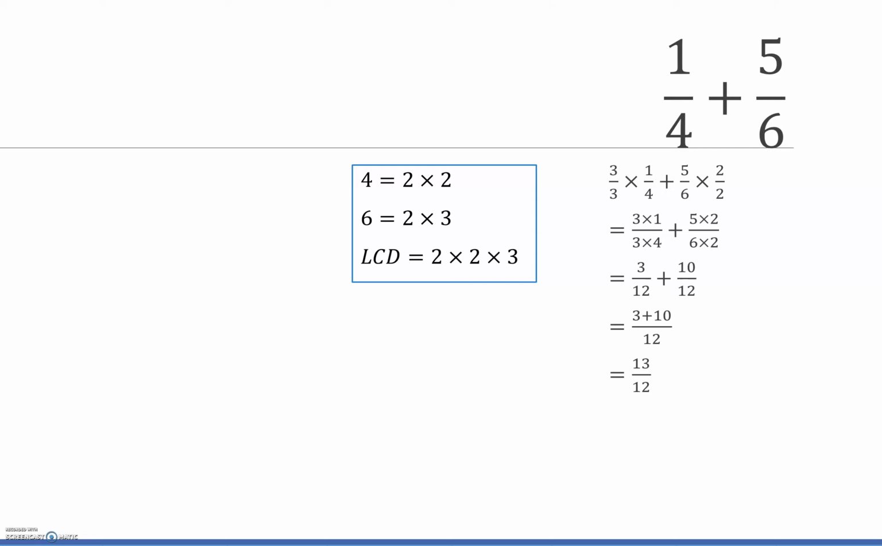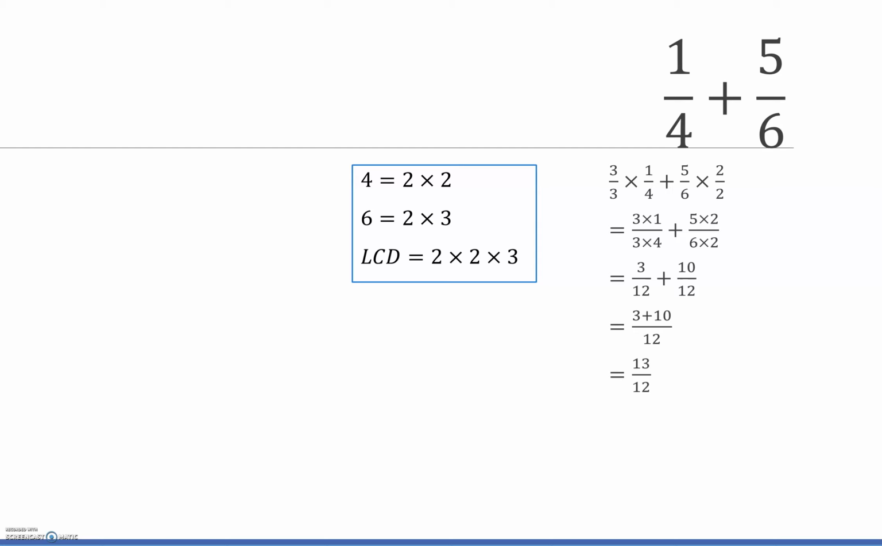Now in order to be the LCD, it has to have all of the factors from both of those numbers. For example, 6 is 2 times 3, so 2 and 3 have to appear in the LCD. Now 4 consists of 2 2's. So we need to have 2 of the 2's in the LCD. That's why it's 2 times 2 times 3. Now if we multiply those three numbers together, we get 12. So our LCD is 12.